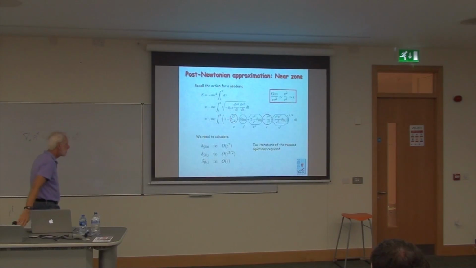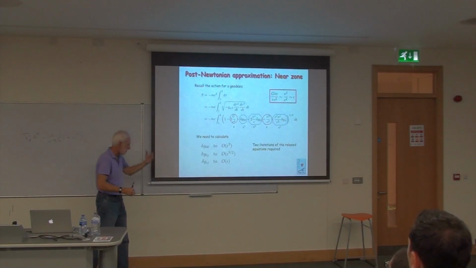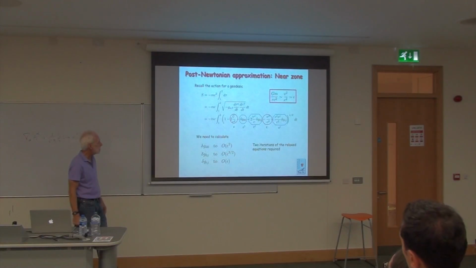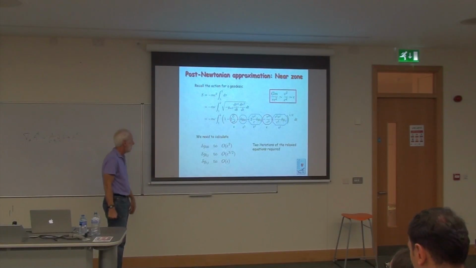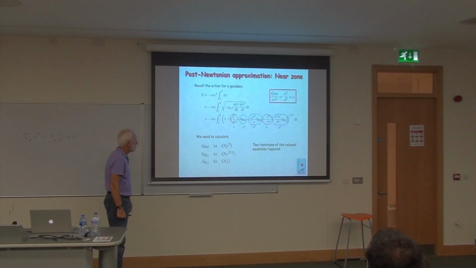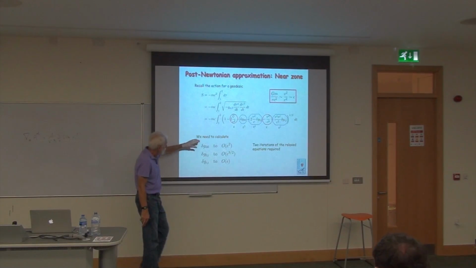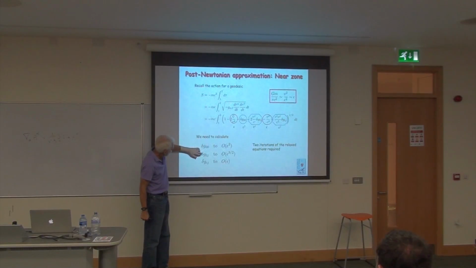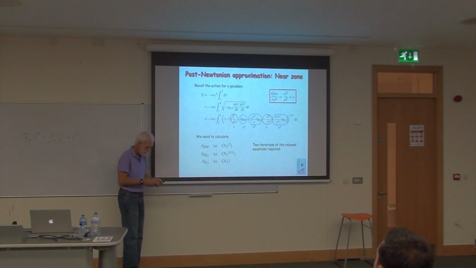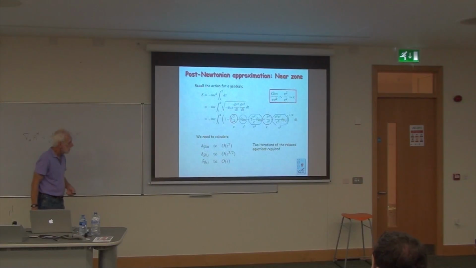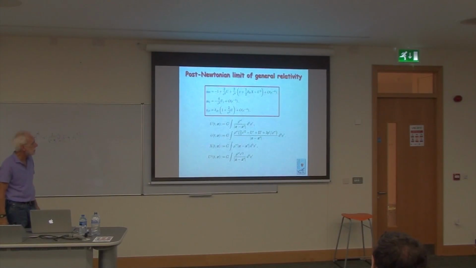But when you do that, and I'm not going to go through all the steps to calculate these higher iterations, but just illustrate the results and discuss them. So 2 iterations, and we get G00, G0j, and Gij. And the end result in general relativity is this post-Newtonian metric.